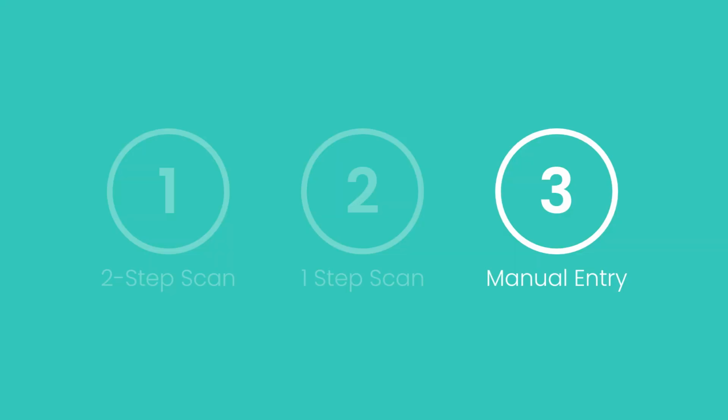Lastly, let's look at manual entry. You can enter the name and the barcode manually. This is useful if, for example, the sender has written the wrong name on the label, or the barcode is covered in stickers, or if the parcel does not have a barcode.